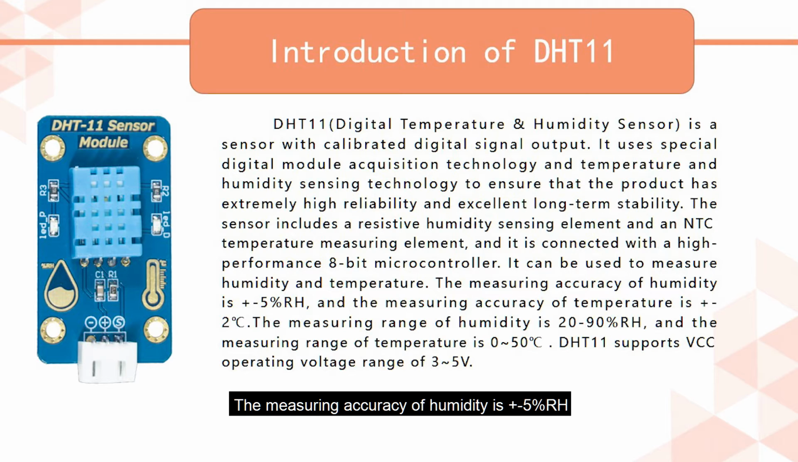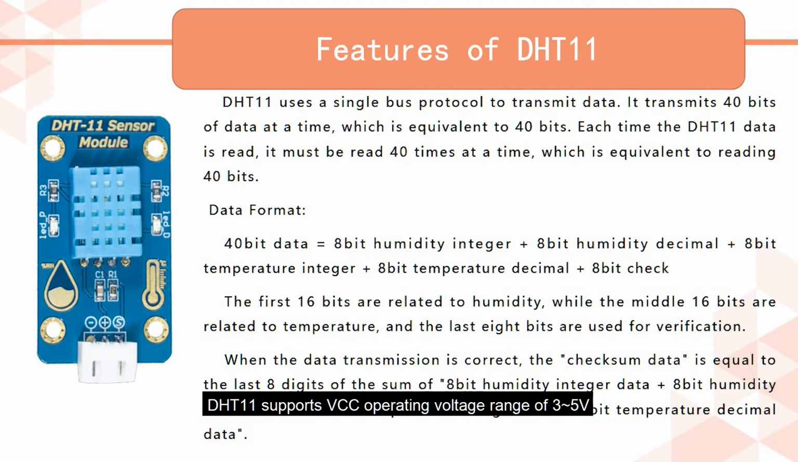The measuring accuracy of humidity is plus or minus 5% RH, and the measuring accuracy of temperature is plus or minus 2 degrees. The measuring range of humidity is 20 to 90% RH, and the measuring range of temperature is 0 to 50 degrees. The DHT-11 supports a VCC operating voltage range of 3 to 5 volts. The DHT-11 uses a single bus protocol to transmit data.